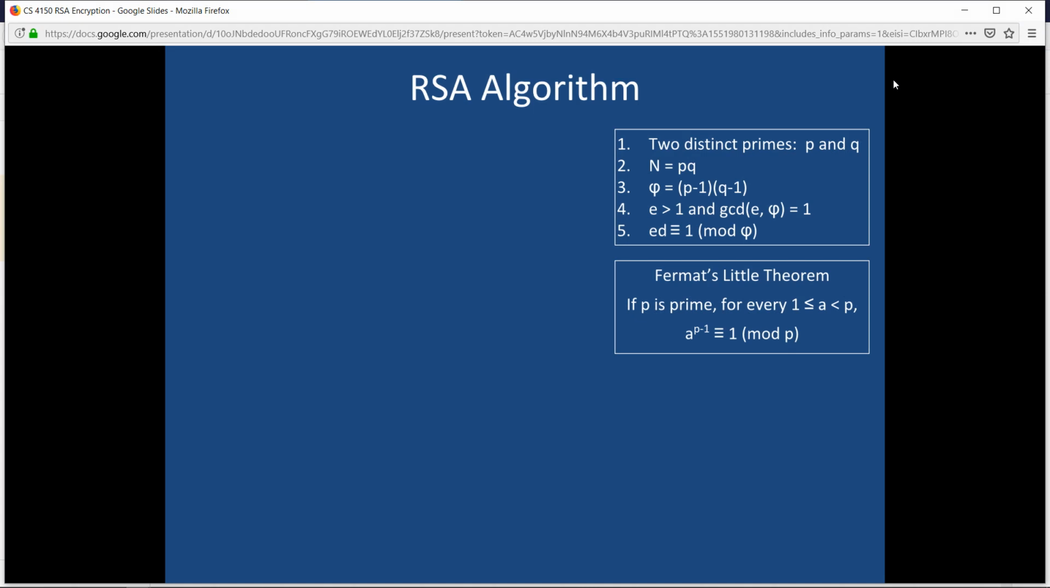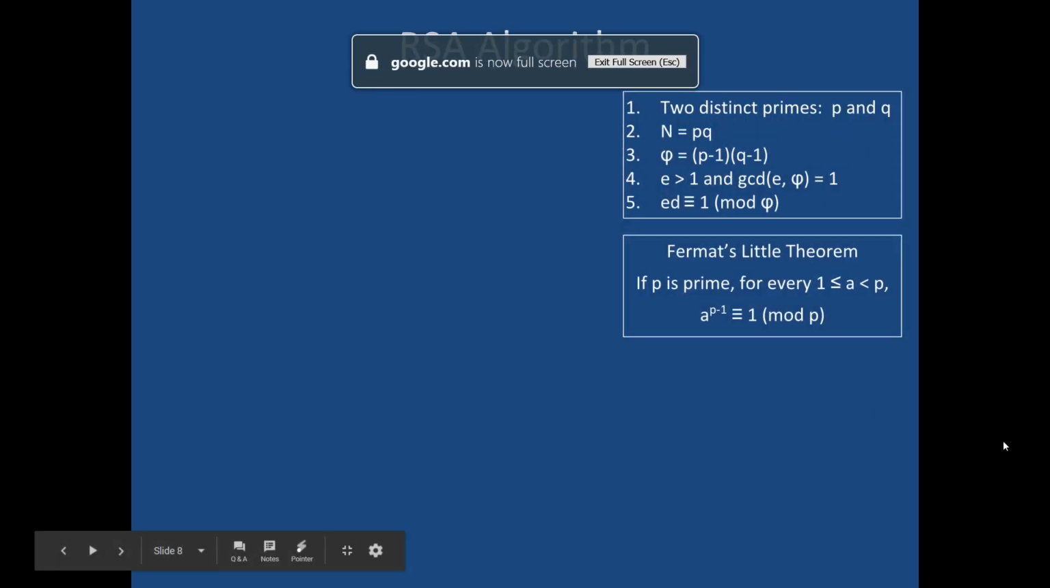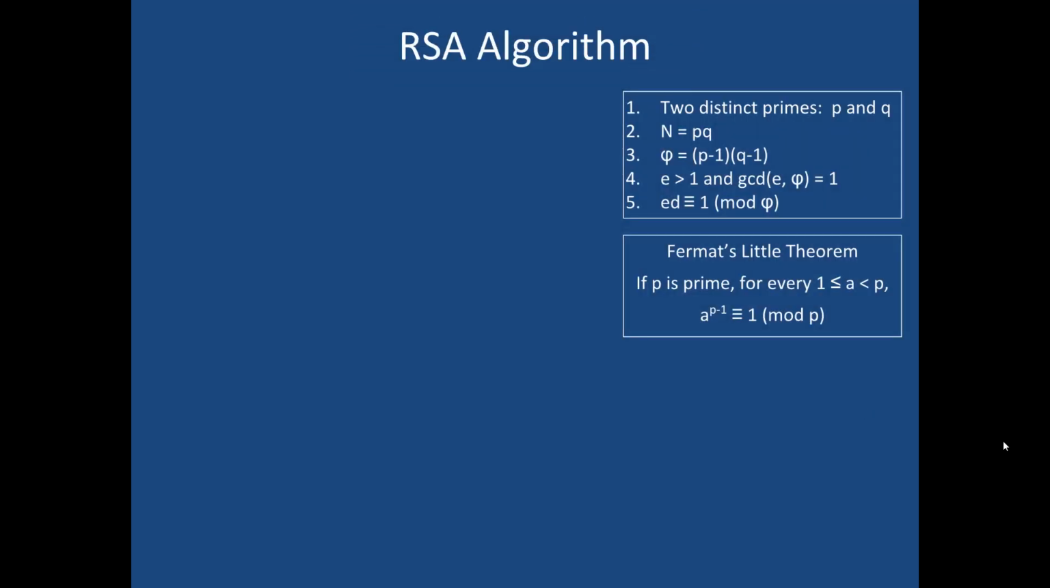So we've been talking about the RSA algorithm and in general about encryption. And just to remind you again how it works. You start with 2 distinct primes, P and Q. You form their product, and that's called the modulus, N. So N is the product of 2 prime numbers.